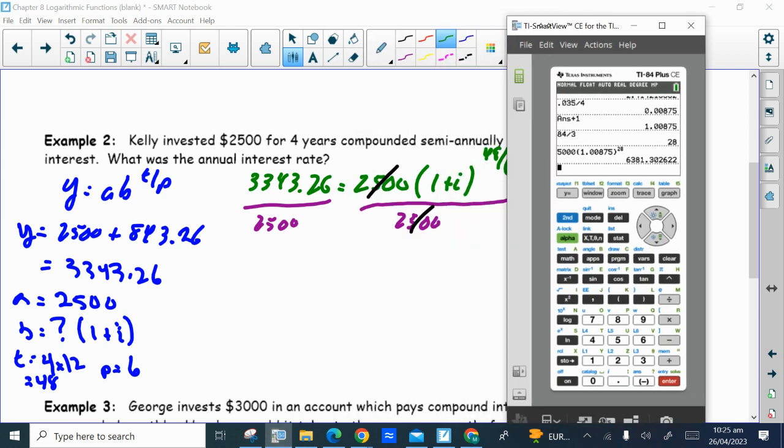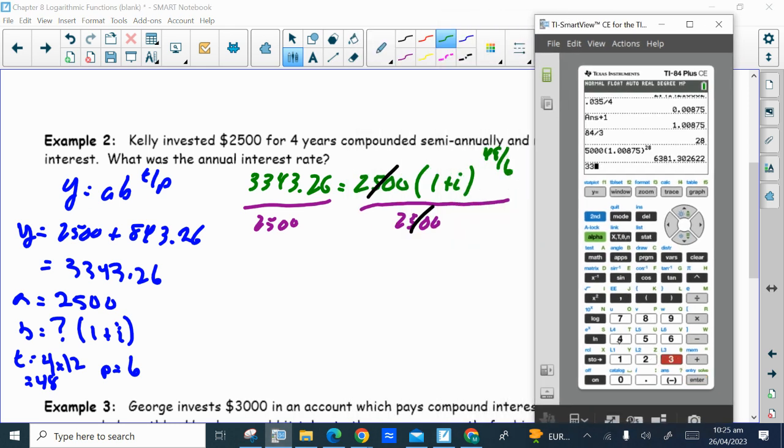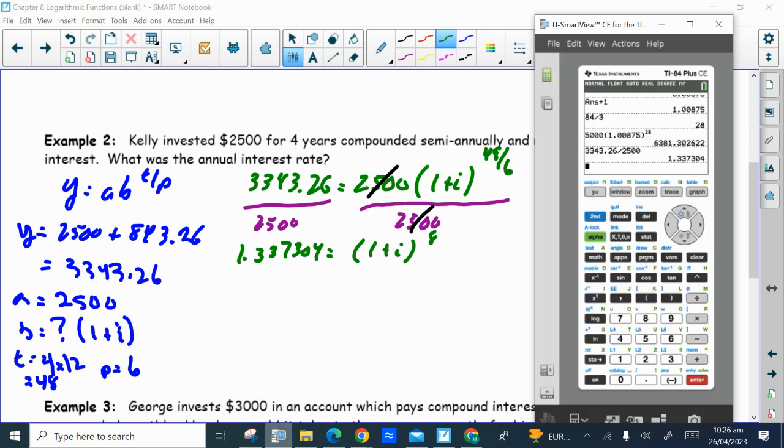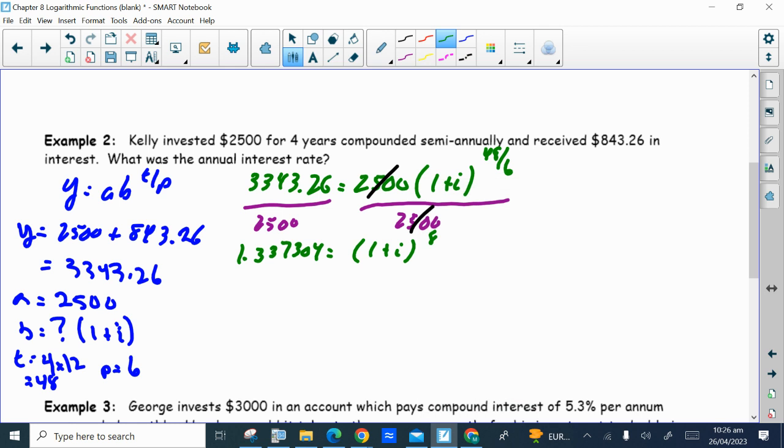And on the left, we will divide 3343.26 by 2,500. So that gives us 1.337304. And that's what 1 plus I to the power 8 equals. 48 divided by 6 gives us the 8. Now again, we need to figure out what I is. I would represent the semi-annual interest rate.